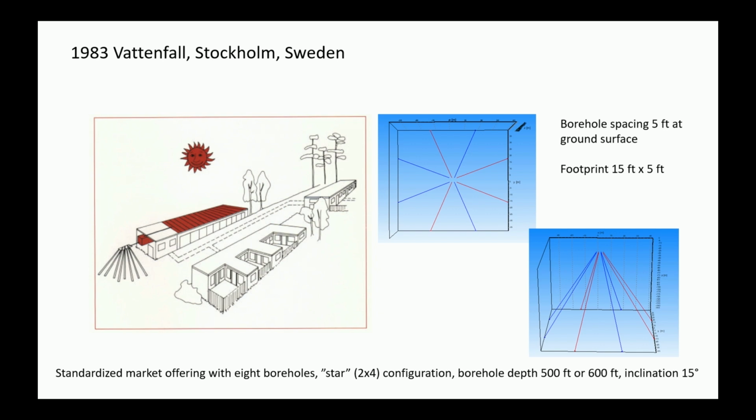It's a star-shaped configuration, and the inclination of all boreholes is 15 degrees in order to reach out to a large volume and minimize the influence between the boreholes, and to expose the boreholes to the surrounding and get rid of the cold that's generated during extraction.